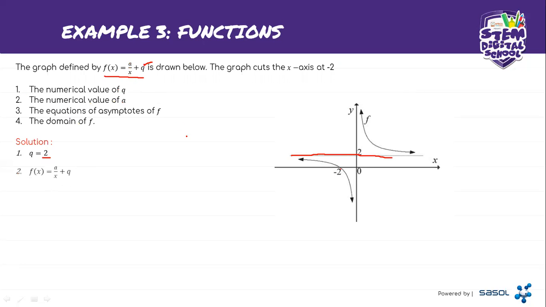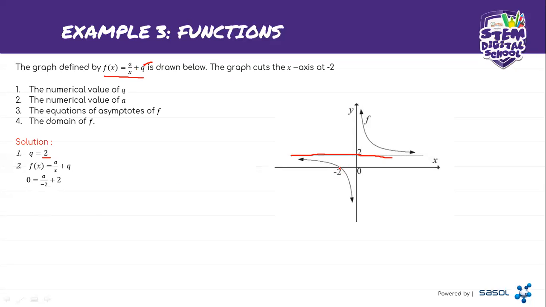And for you to be able to determine the numerical value of a, we have to have a point on the curve, right? The point that we have in this case, you can see, is (-2, 0). Then we're going to use that point to determine the value of a. Meaning, if we don't have any point on the curve, there's no way we can determine the value of a. But as for q, it is very simple. You just have to look for what? The horizontal asymptote. It will always be your q.